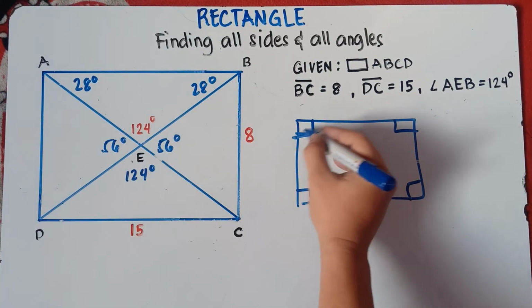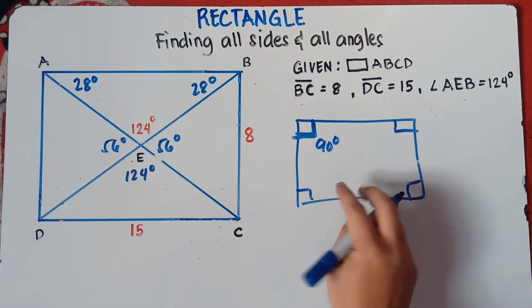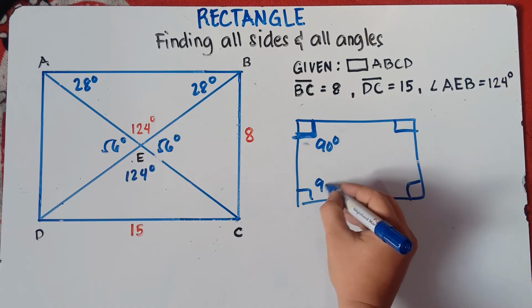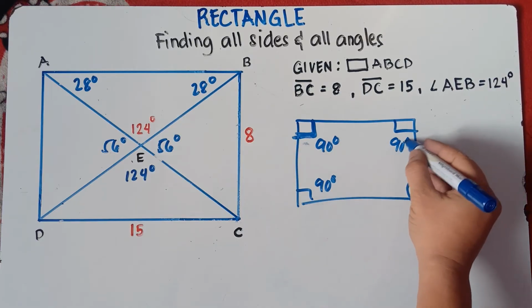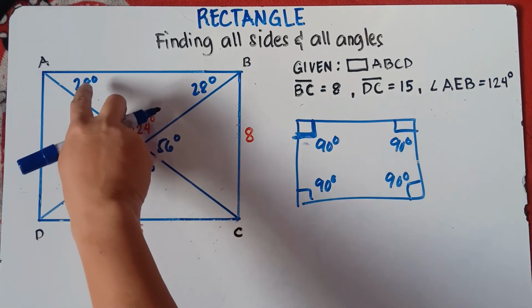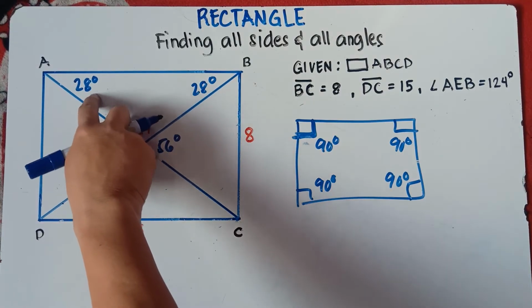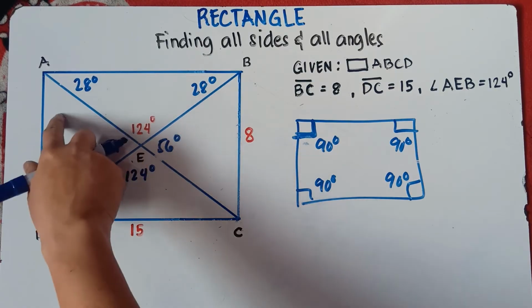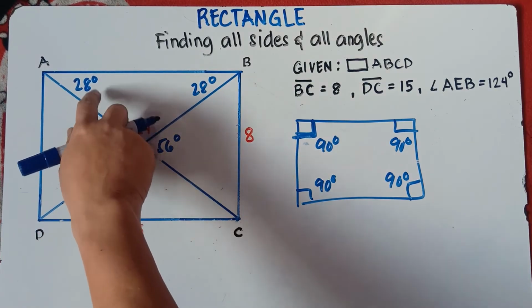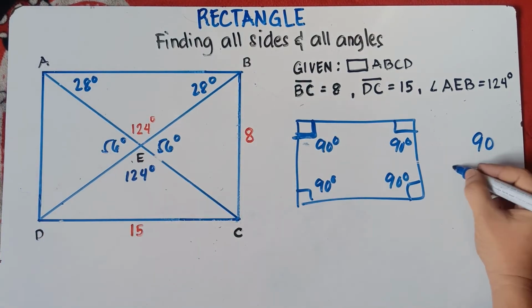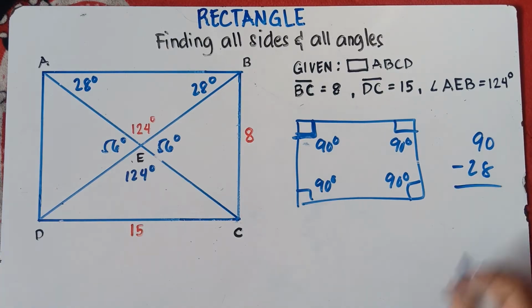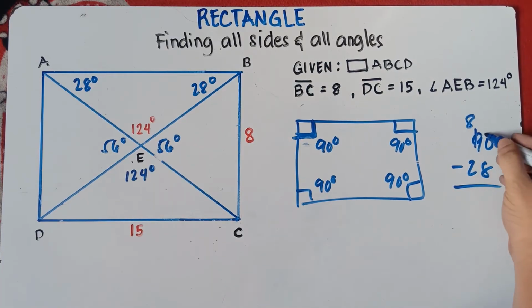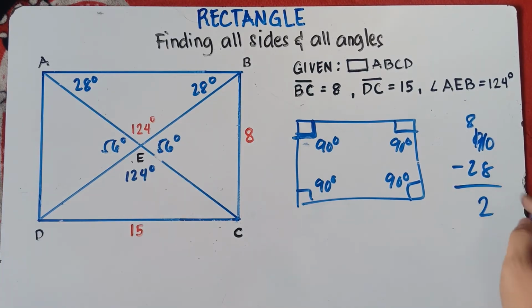Because a rectangle has 4 right angles, meaning this angle right here is 90 degrees, 90 degrees, 90 degrees, and 90 degrees. Since this is 28, what we will do is subtract it from 90 to get this angle. So 90 minus 28. Borrow 1, this becomes 8, this becomes 10. 10 minus 8 is 2. 8 minus 2, that is 62.